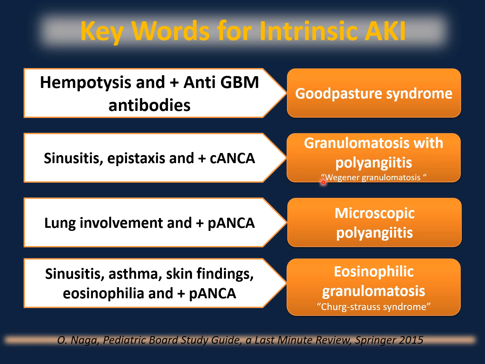The former name is Wegener granulomatosis. If you have a patient with lung involvement and positive P-ANCA, this is microscopic polyangiitis. If you have a patient with sinusitis, asthma, skin findings of, for example, palpable purpura, eosinophilia, and positive P-ANCA, this is eosinophilic granulomatosis with polyangiitis. The former, famous name is the Churg-Strauss syndrome. Now the current name is eosinophilic granulomatosis.